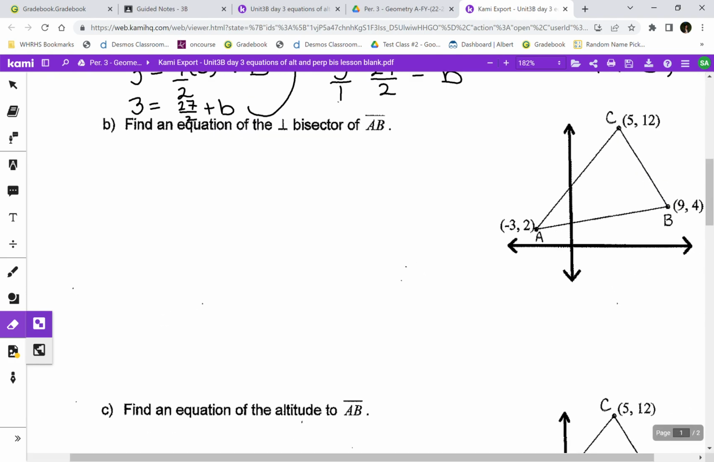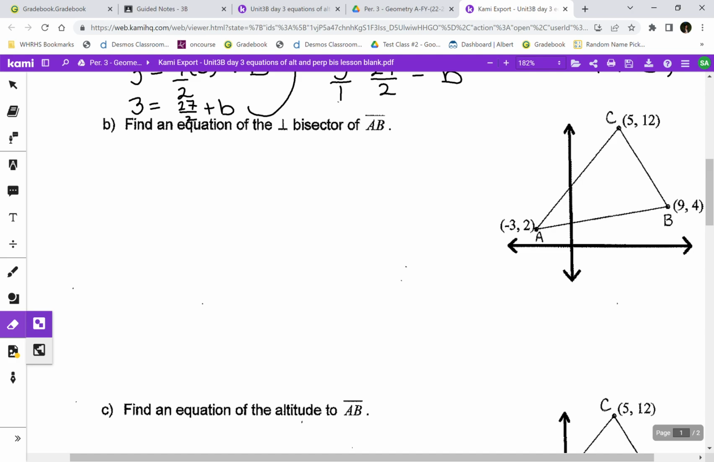Okay. So find the equation of the perpendicular bisector of AB. The perpendicular bisector. Does a perpendicular bisector have to come from a vertex? Yes. Wait, no. Does a median have to come from a vertex? Yes. Does an altitude have to come from a vertex? Yes. Does a perpendicular bisector have to come from a vertex? No. If it does not have to come from a vertex, are we allowed to assume that it does? No.